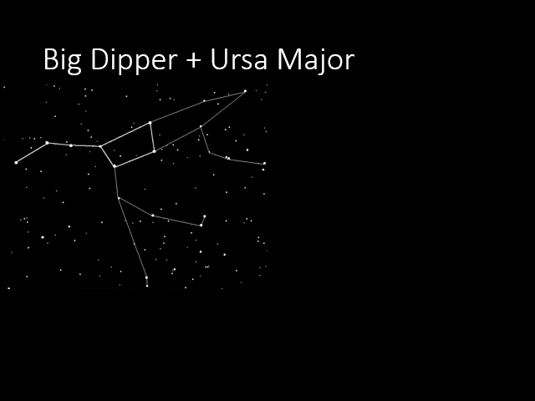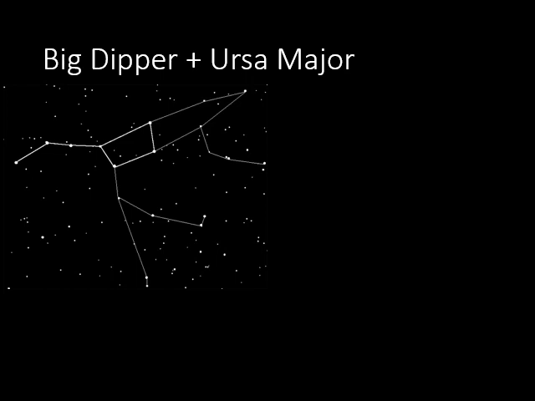So let's pivot now, literally pivot our bodies and turn away from our southern and eastern sky over to our northern sky. We're going to look for some of the most famous constellations in the nighttime sky. We'll start with the Big Dipper and Ursa Major.